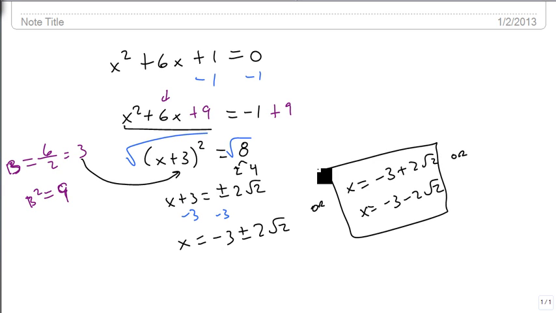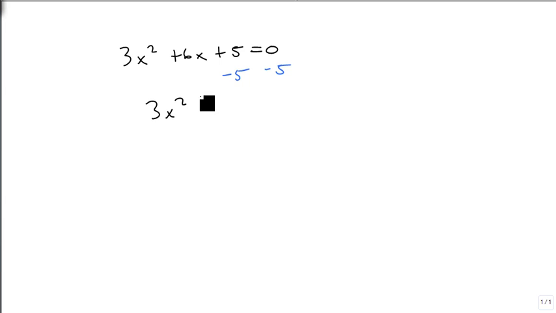I want to show one more example of this just to help make sure it's visible. Plus, this one has another catch. So we have 3x squared plus 6x plus 5 equals 0. What we're going to do first is subtract the 5 over. So we get 3x squared plus 6x equals minus 5. We then only want to complete the square when this is a 1. So we're going to divide all numbers by 3.